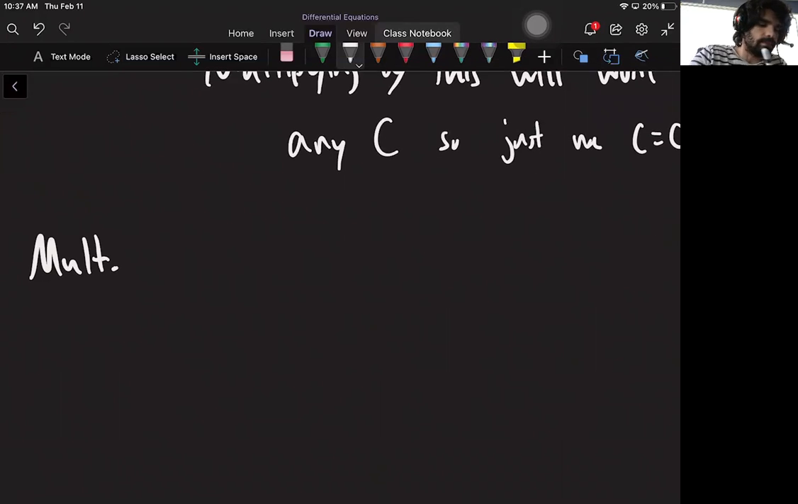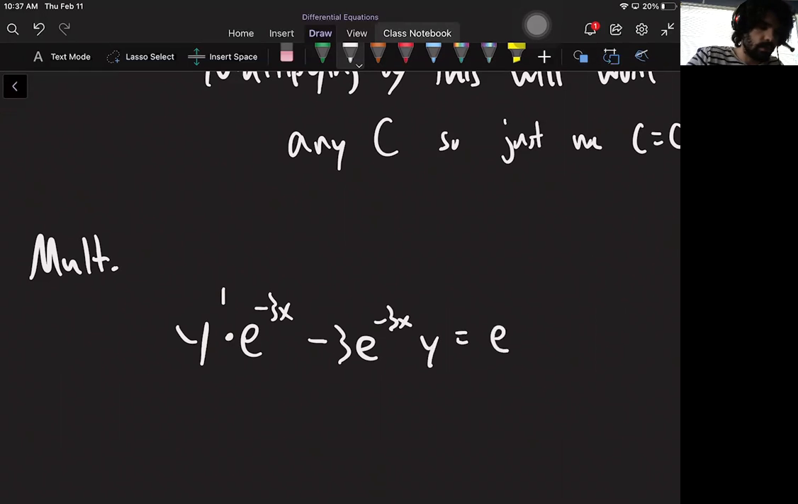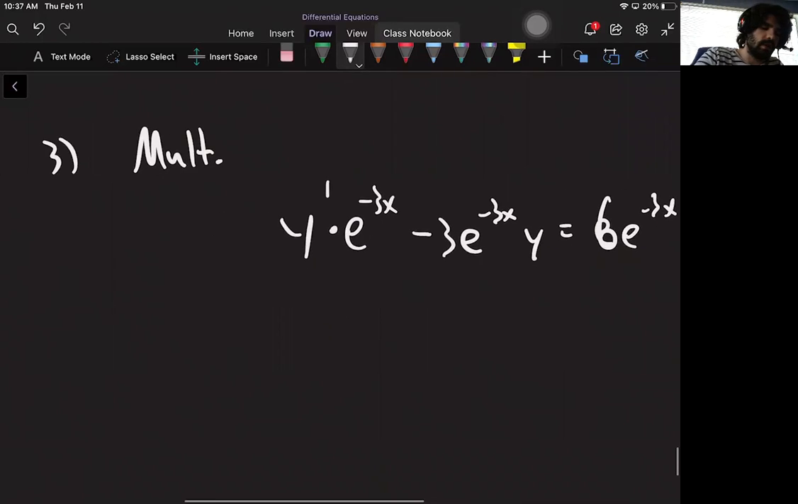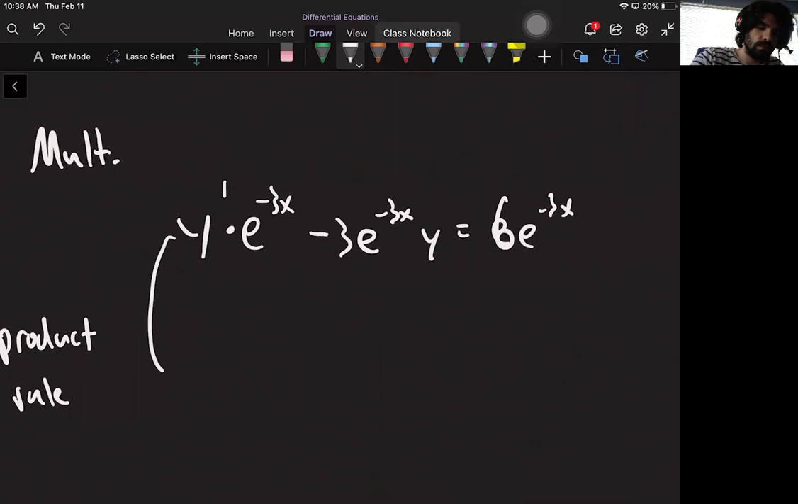Okay, so I'm multiplying by this integrating factor to my differential equation. Oops. So I multiplied e to the negative 3x to both sides, and then I also distributed just to skip a step. And now what I'm doing is I'm changing the left side because of the product rule. This left side is secretly in reverse the derivative of y times the integrating factor.